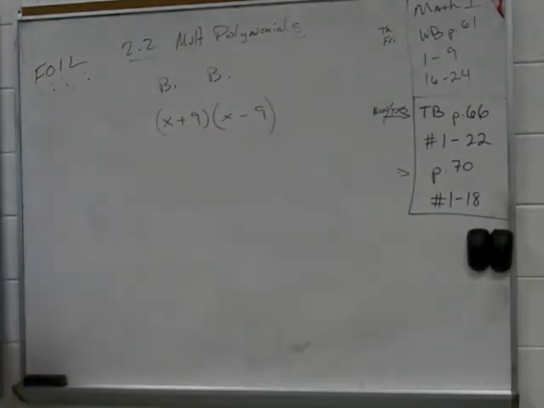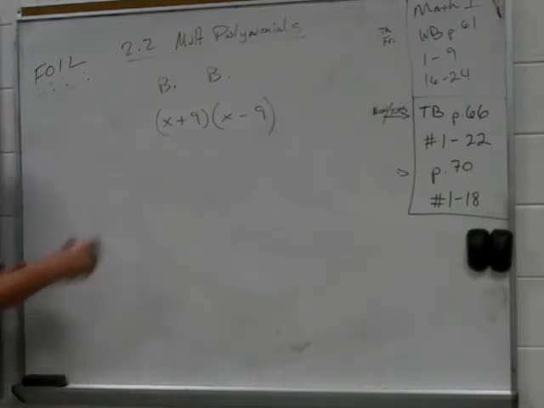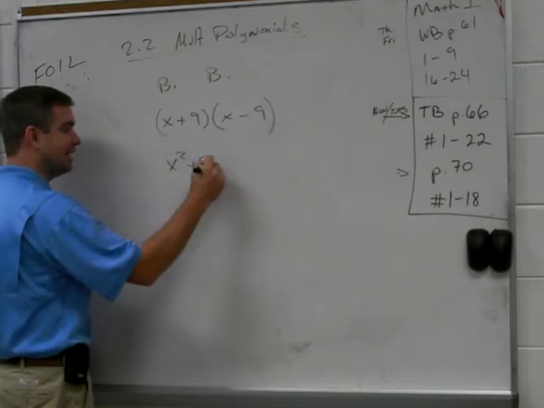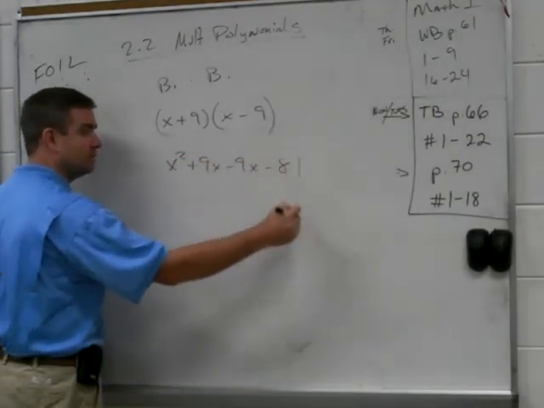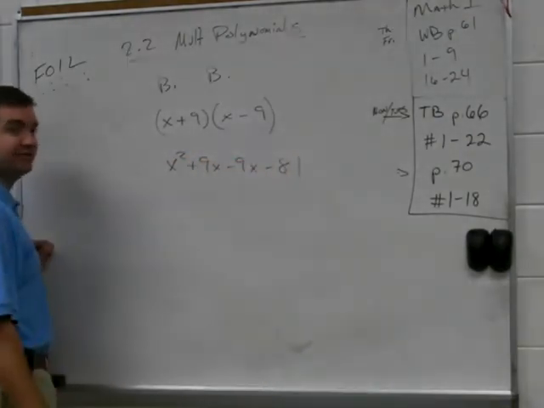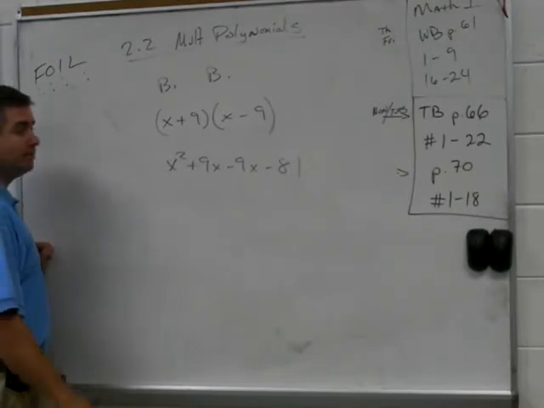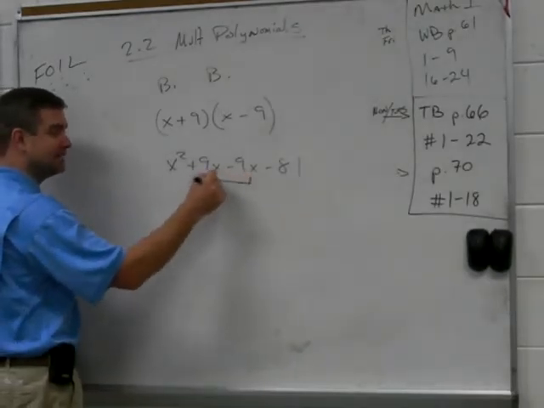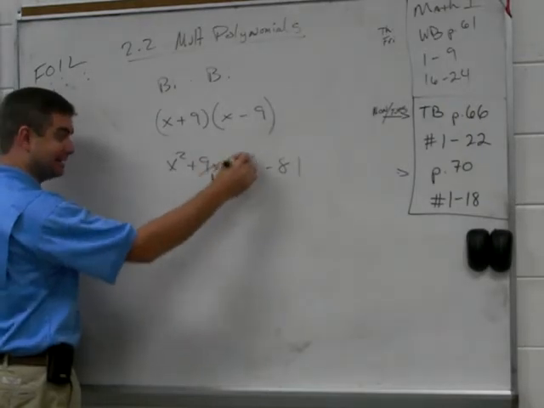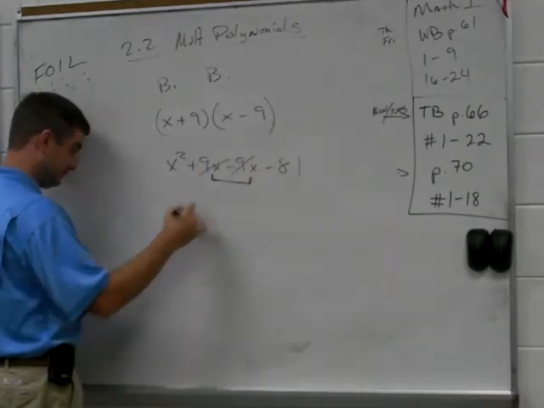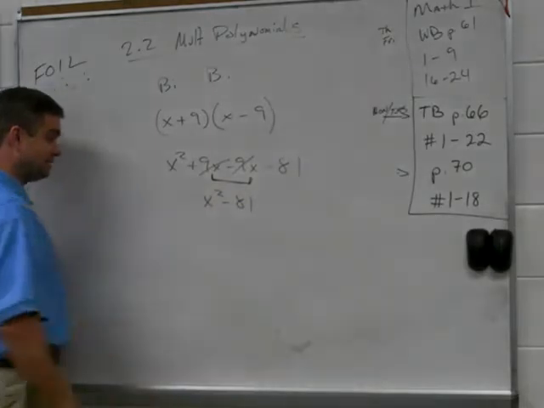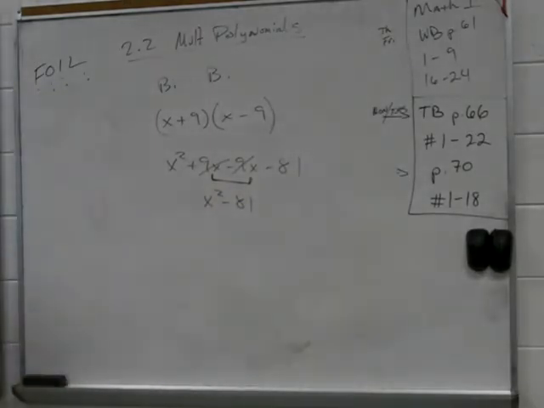Let's try this one. Remember this? This is called a special product. Product means multiplication. When you have x plus 9 and x minus 9, and you do your FOIL method, you get x squared plus 9x minus 9x minus 81. What happens, though, to my inside terms? They cancel out. 9x and negative 9x go away. So what's my answer? x squared minus 81.